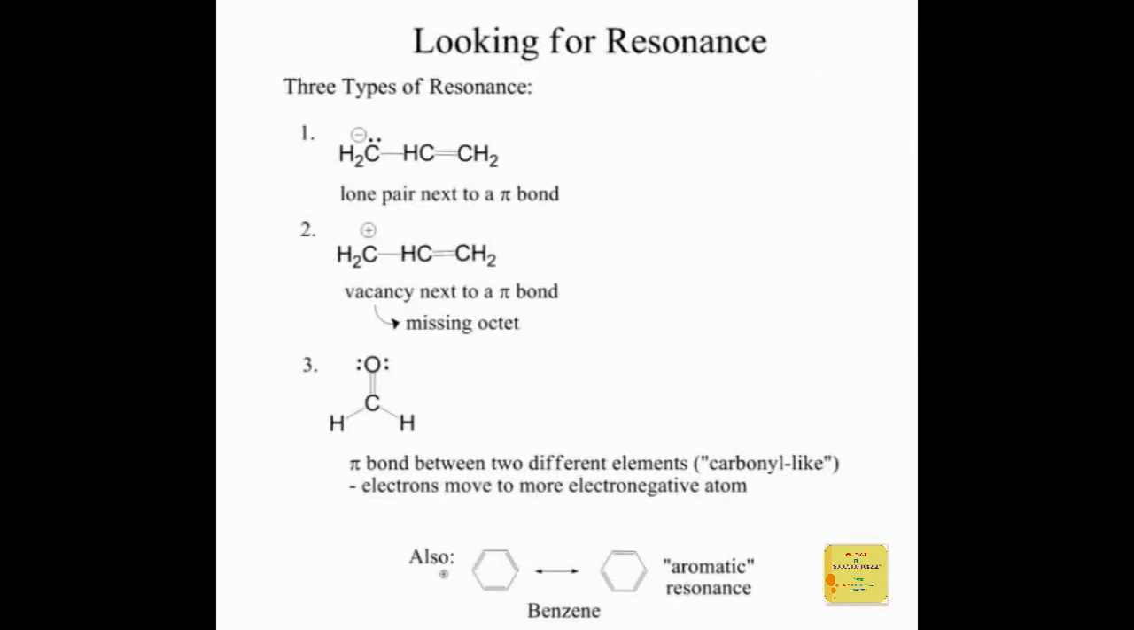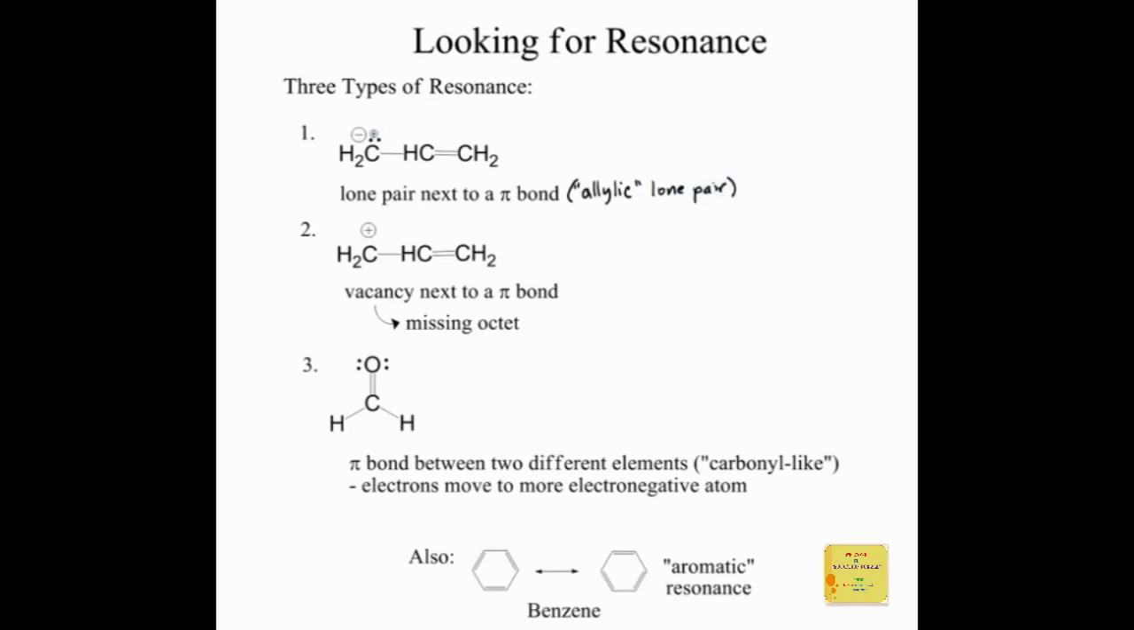Okay, how will we know when to expect resonance delocalization, resonance stabilization? Well, there are three main structural features that we can look for. One possibility is to have an arrangement like this where we have a lone pair that is next to a pi bond. So the lone pair isn't on the same carbon as the pi bond, it's the next carbon over. We call this being allylic. So if we have an allylic lone pair, that tells us that resonance can occur.